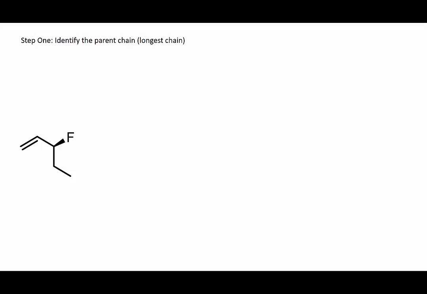We are now going to discuss a new type of molecule, the alkene. To name an alkene, we're going to follow the same basic steps that we followed for naming alkanes and haloalkanes. First, you want to identify the parent chain, which is the longest chain. In this example, we have 1, 2, 3, 4, 5 carbons, so this is going to be pent. Next, we're going to list the substituents. We have one substituent. It's this 3-fluoro group.